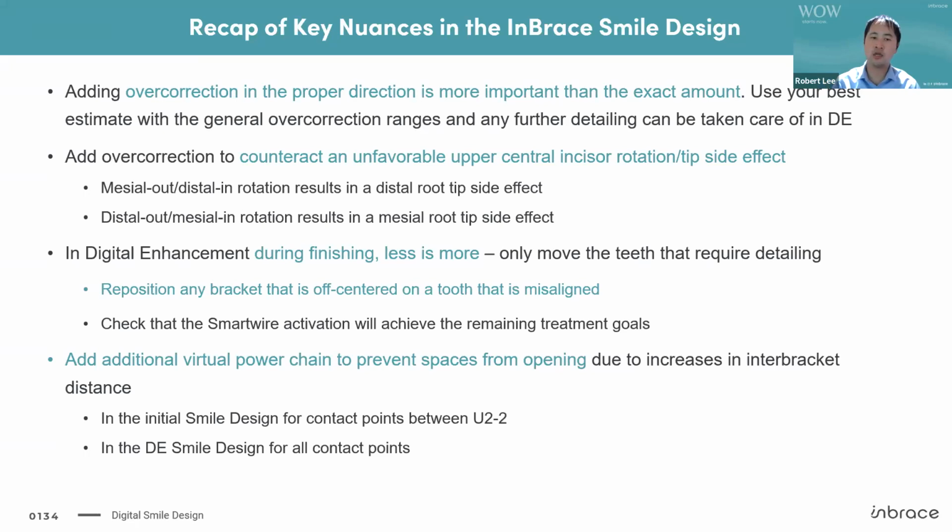Now, that's not enough to counteract the change in inner bracket distance that we get because we have the IP loops in between every single tooth. Whenever you have an increase in inner bracket distance, it has the potential, it doesn't necessarily, but it has the potential of creating a space. You should add additional virtual power chain just to ensure that a space doesn't form in that area.